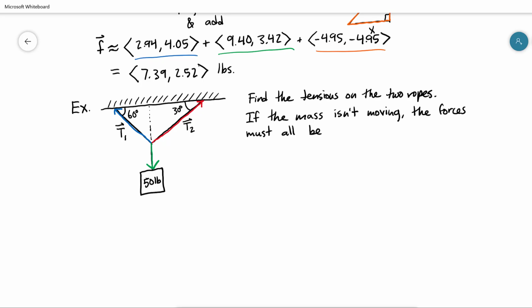This is hopefully a semi-intuitive idea, even if you're not totally comfortable with forces. So they must all be in balance, meaning the net force, the combined force of all of them, must be 0. So all of those things have to add up to 0. So I'm going to write them in the following way.